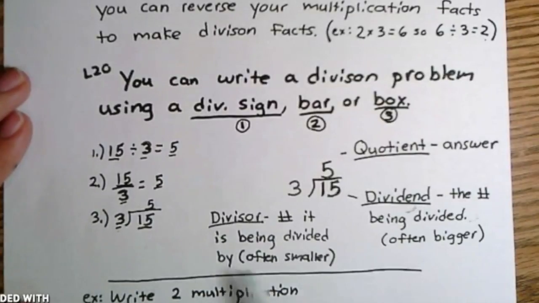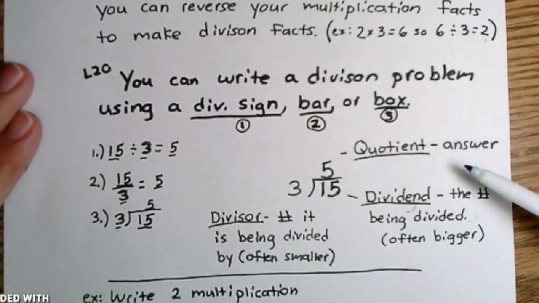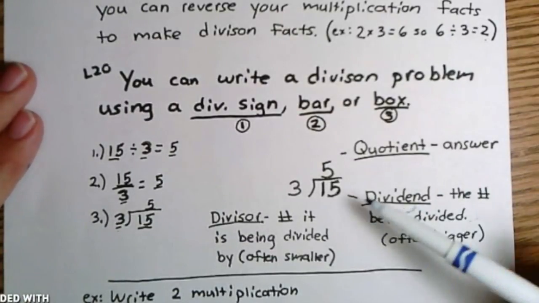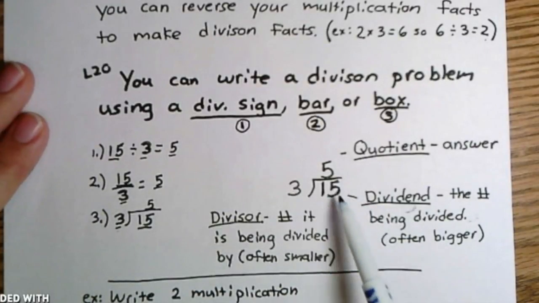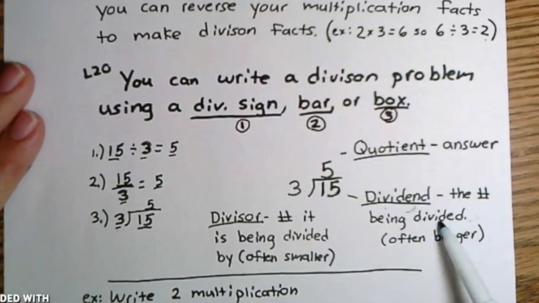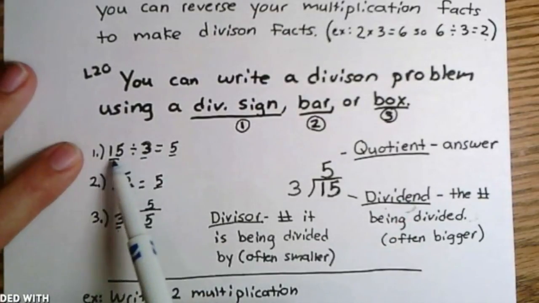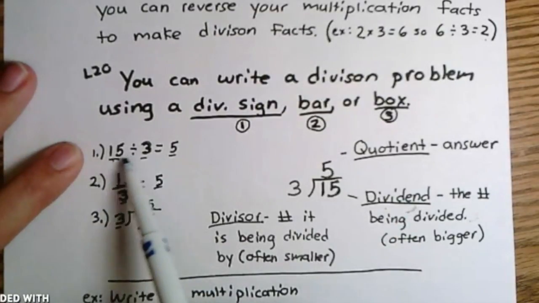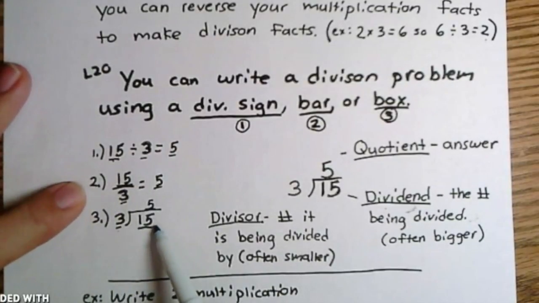Notice that over here we have some vocab that we need to know. This will help you always set up your division problems correctly. What we call the big number, usually the big number that goes inside the box, is the dividend, and that's the number being divided. The dividend, when we're using a division sign, comes first in the sentence. It's on top of the fraction bar, and it's in the box.